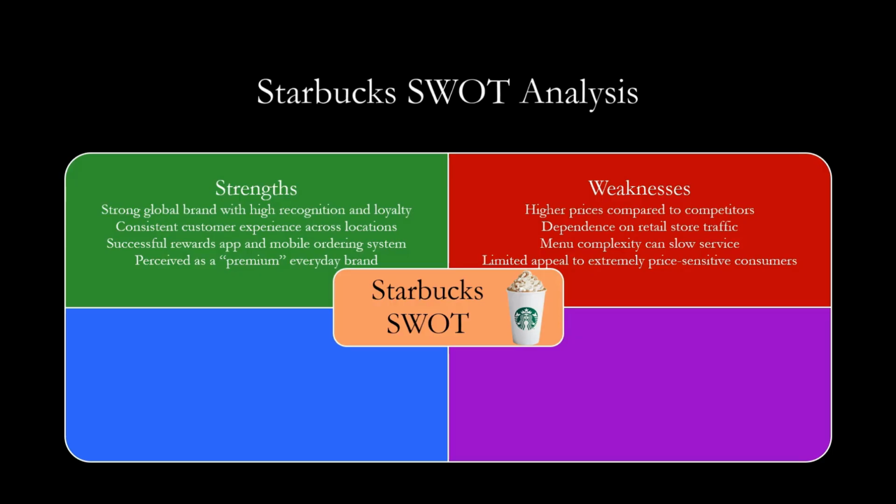They're heavily dependent on retail store traffic, which became a critical vulnerability during the COVID-19 pandemic. Menu complexity, while offering variety, can slow service during peak times, and their premium positioning means they have limited appeal to extremely price-sensitive consumers who might choose Dunkin' or McDonald's instead.